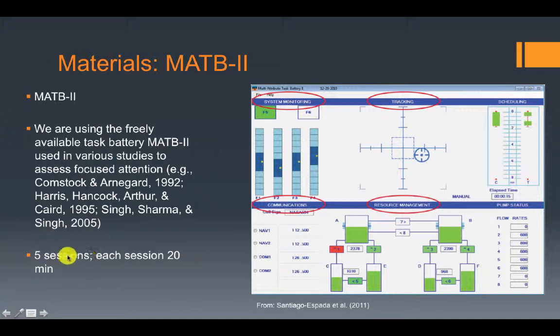We will do a total of 5 sessions, as has been talked about before when we talked about the timeline, and each session will consist of 20 minutes of system monitoring and tracking tasks, which will be performed concurrently. And in the next slide I will go a little bit more into detail about these tasks.